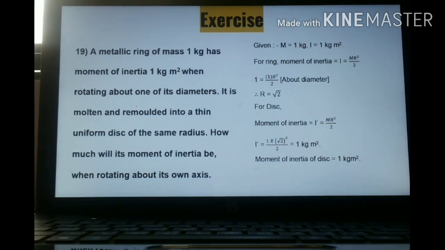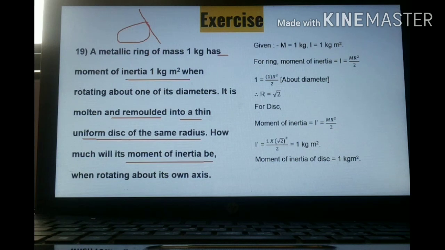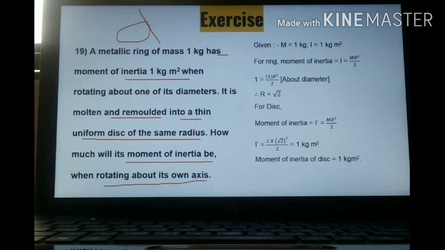Next one, a metallic ring is there whose mass is 1 kg, and moment of inertia has been given of that metallic ring, and it is rotated about one of its diameter. If this is a metallic ring, it is rotating about one of its diameter. It has been melted and remolded in the form of a uniform thin disk of same radius. How will be the moment of inertia when it is rotating about its own axis?